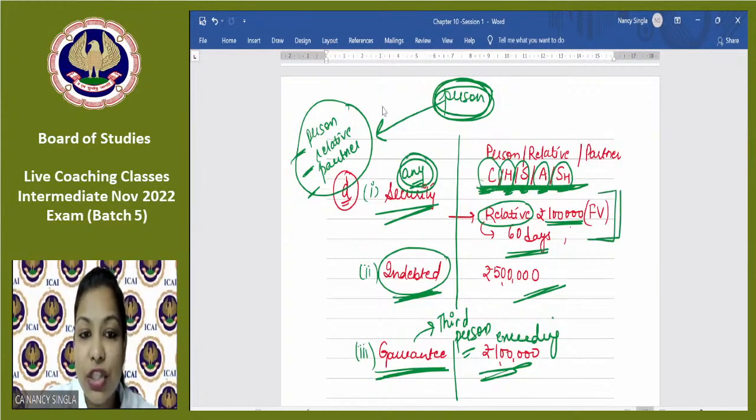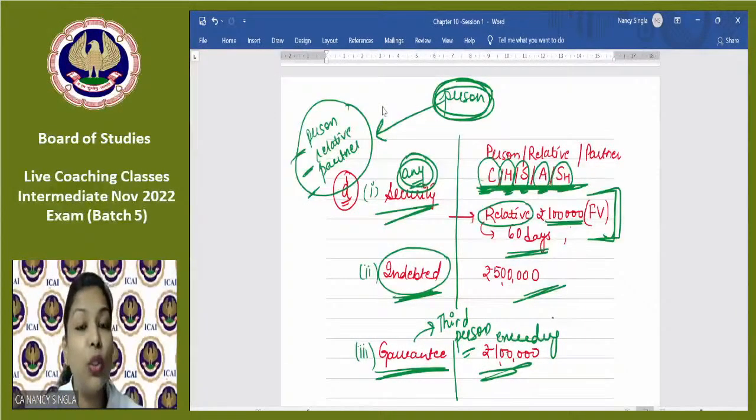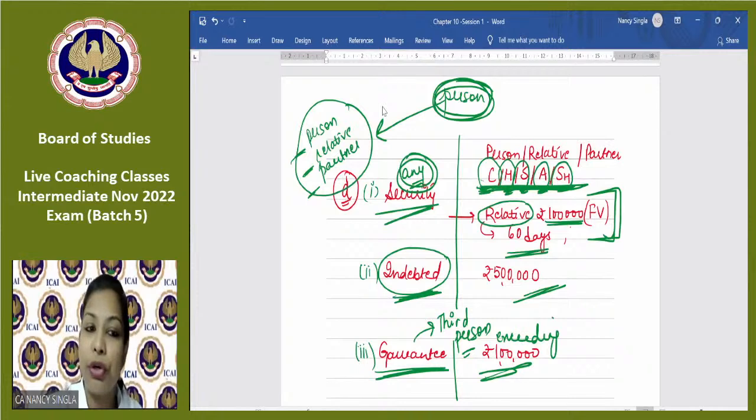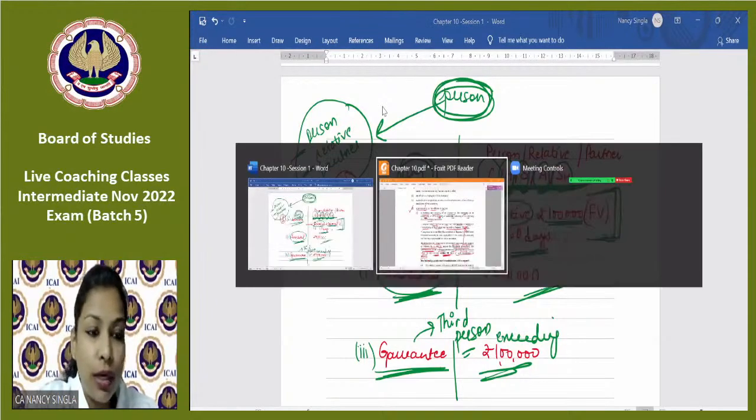And this relaxation of 1 lakh, this corrective period of 60 days, has been given to the relative. So if the person himself, CA X, or his partner holds a security of even rupees 100, then CA X is not eligible to be appointed as the auditor of the company. Very, very important. You may get any MCQ or any case scenario.